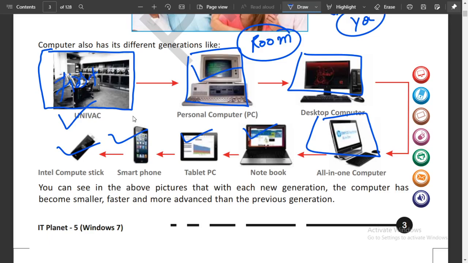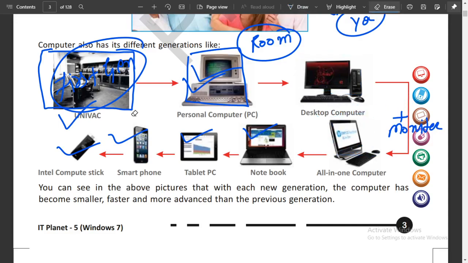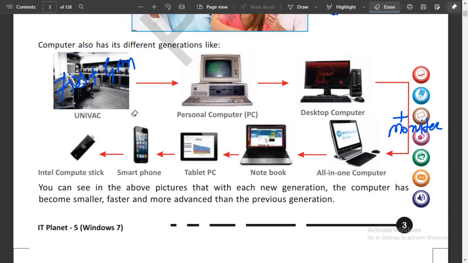What was the first generation computer? Then personal computer was there, desktop computer, I think you guys are familiar with it. All-in-one is a computer in which there is only a single monitor having all the CPU with monitor. It means that you have to plug in your keyboard and mouse in the given port of the monitor only, and you will get the CPU.